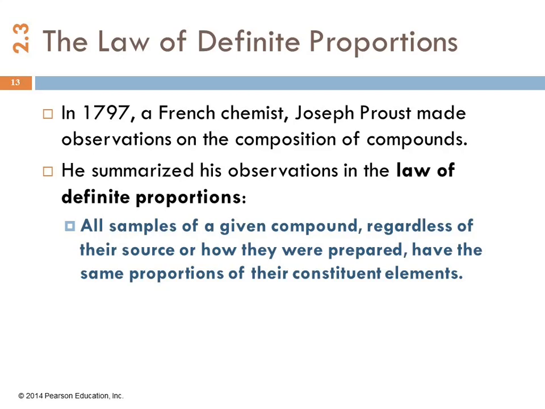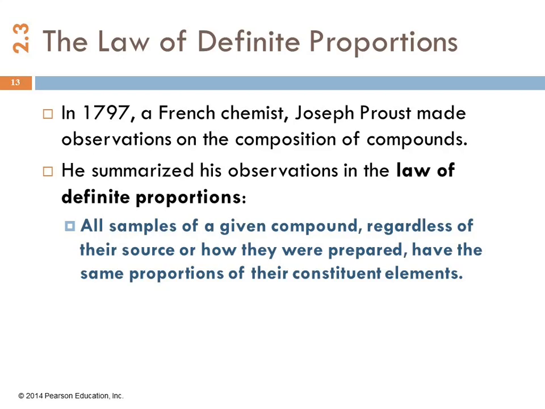The law of definite proportions was more formally stated in 1797. And again, I'm not quizzing you on these guys' names. Joseph Proust. He was observing the composition of compounds. And he found that all samples of a given compound, regardless of their source or how they were prepared, have the same proportions of their constituent elements.